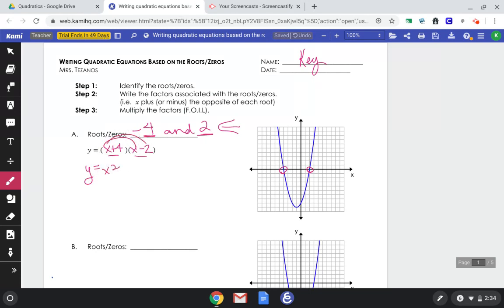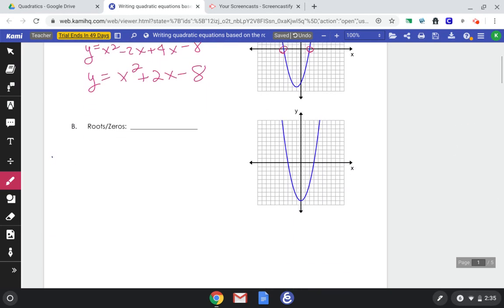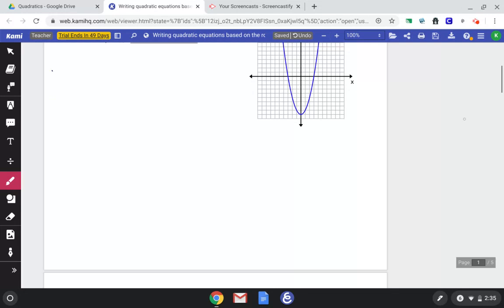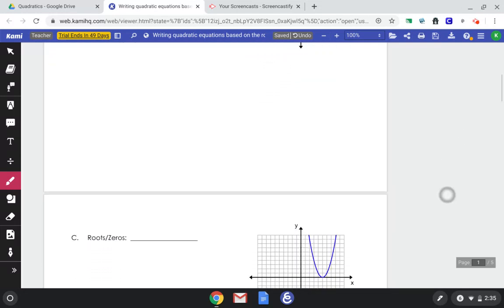x squared -2x plus 4x minus 8 and combine the like terms. So the original quadratic equation was y equals x squared plus 2x minus 8. Okay? Then you would do the same thing for letter B: find your roots and work backwards.